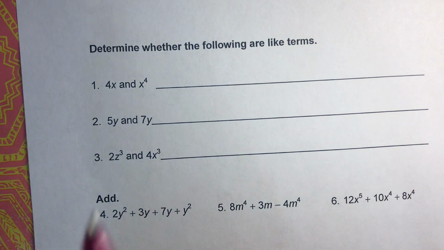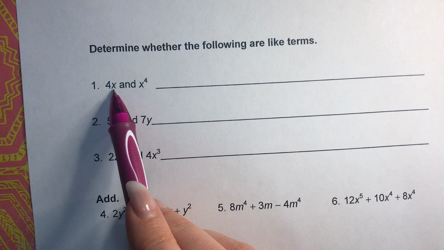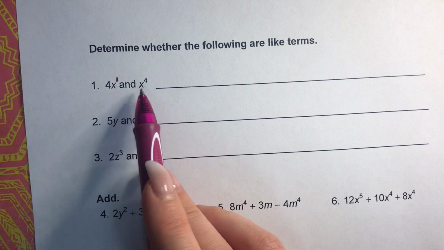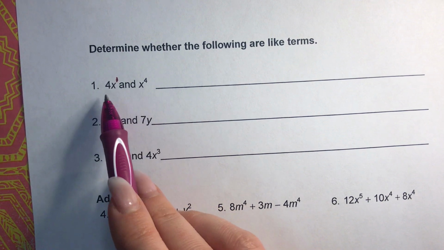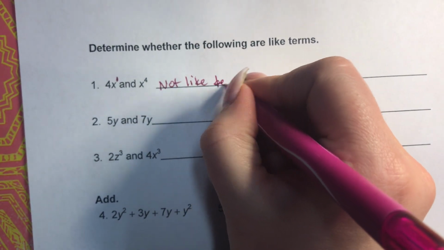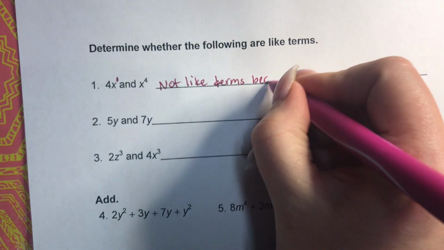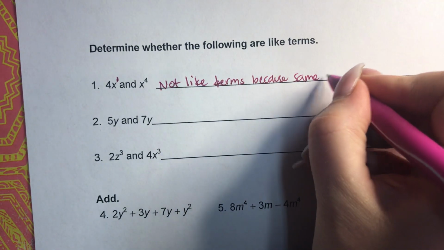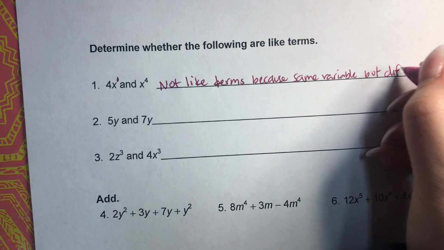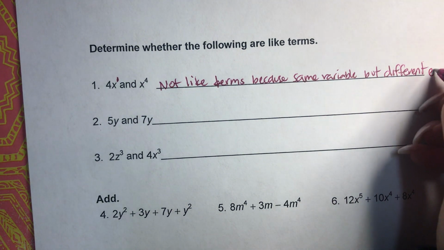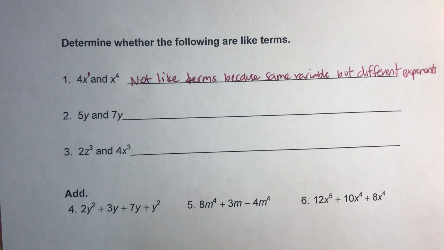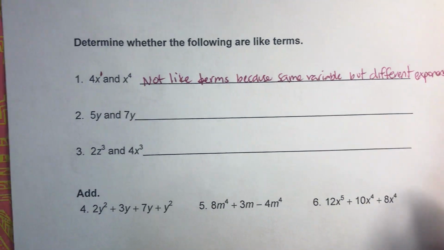Okay, let's see how you did. So for this first problem, what I see is there's an x here to the first power, and there's an x here to the 4th power. There's the same variable of x, but they have different exponents, so they are not like terms. So these are not like terms because same variable, but different exponents. Kind of running out of space there. Did you see that? Oh, I bumped it, sorry. So yeah, not like terms because same variable but different exponents.